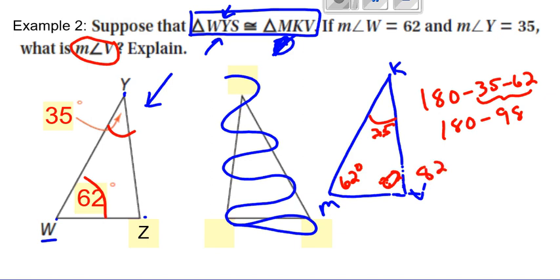Okay, so drawing your own triangle in a sequence that is given to you up here at the top can be really helpful when you're trying to match up congruent parts.